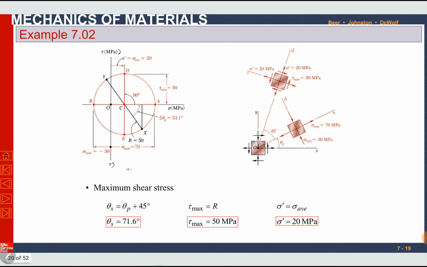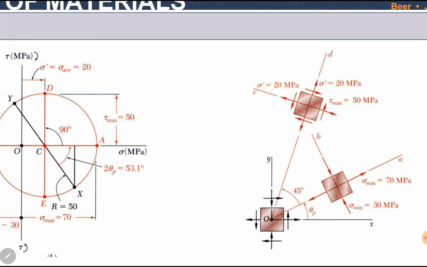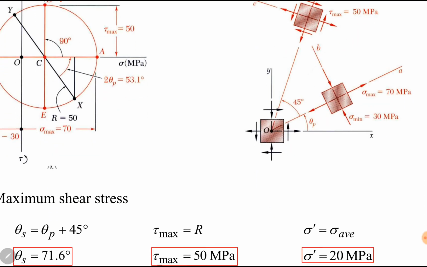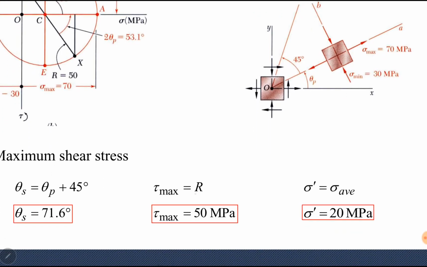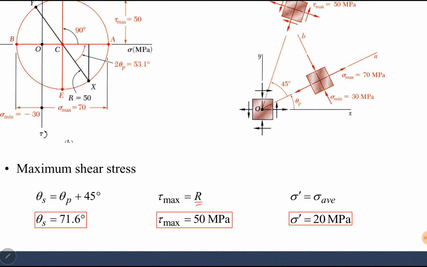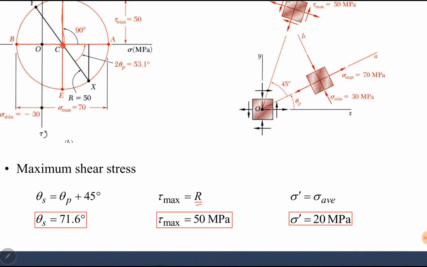In the next part, we were asked to find maximum shear stress and shear plane. So maximum shear stress, tau maximum, is here at point D. Tau maximum is equal to CD. CD is radius, and radius is already known, 50 megapascals. Corresponding normal stress: when shear is maximum, what is corresponding normal stress? When shear is maximum at this point, the corresponding normal stress is here, which is average. Always remember that whenever it is asked to find maximum shear stress and the corresponding normal stress, the corresponding normal stress is always average stress. It is 20 megapascal, we already know it.